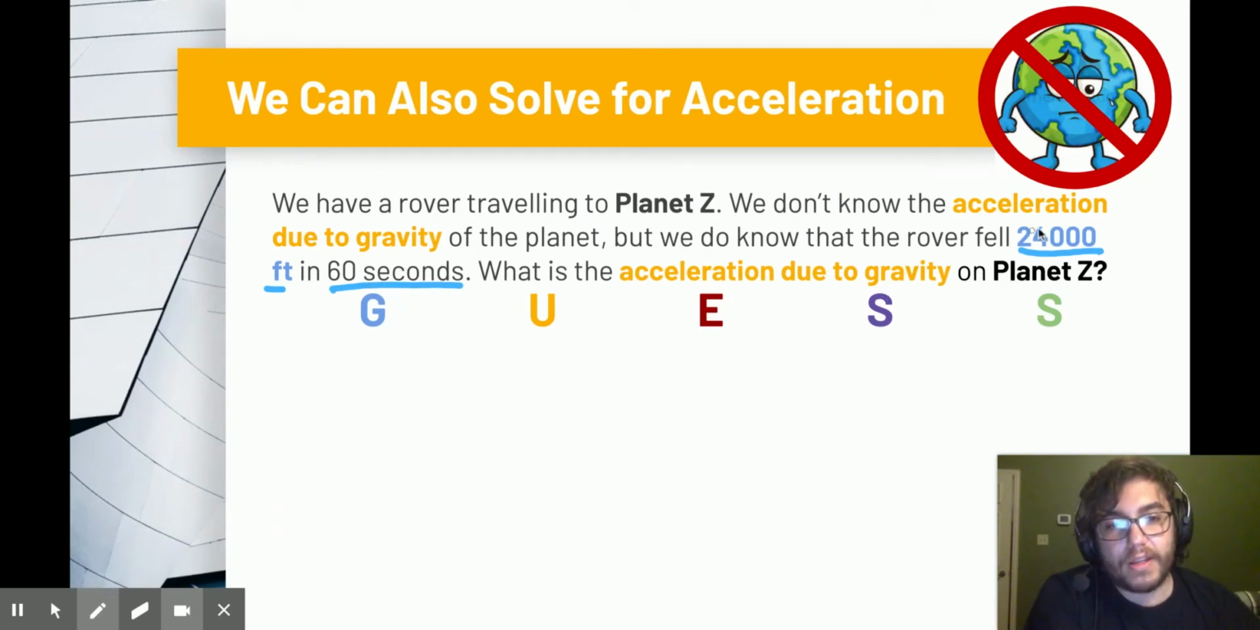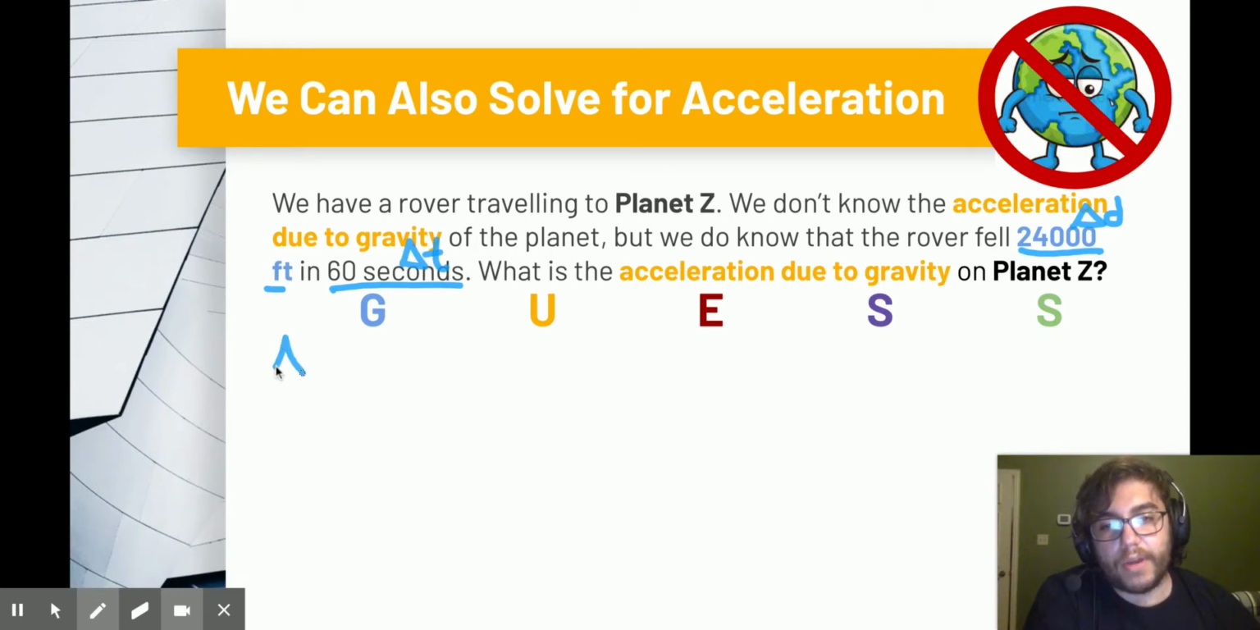So right here, we have a rover traveling to planet Z. We don't know the acceleration due to gravity of the planet, but we do know that the rover fell 24,000 feet. I skipped ahead because I saw numbers. But make sure you do read the problems first so you know what you're solving for. In 60 seconds, this is time.